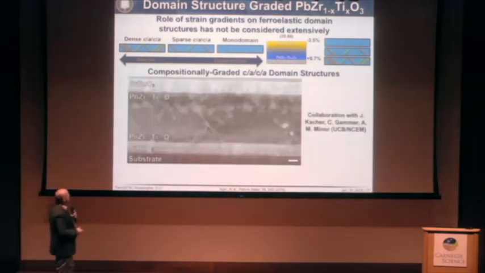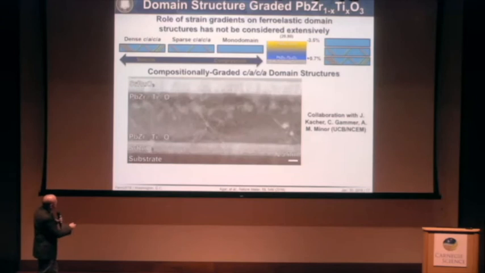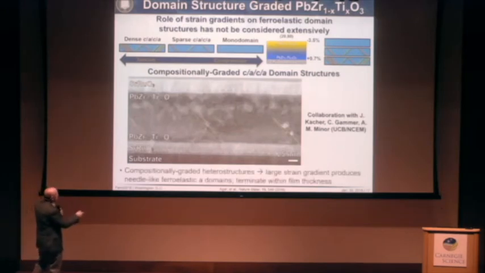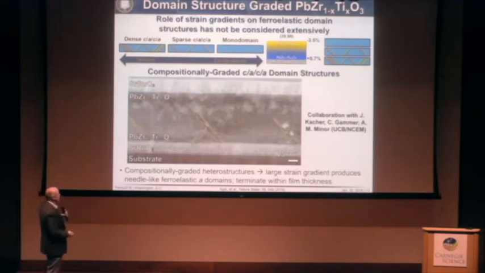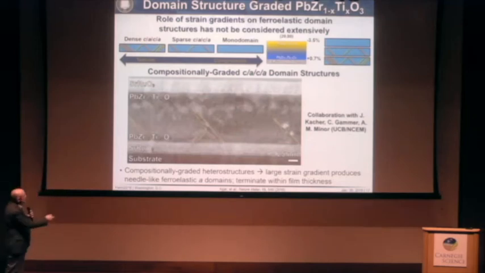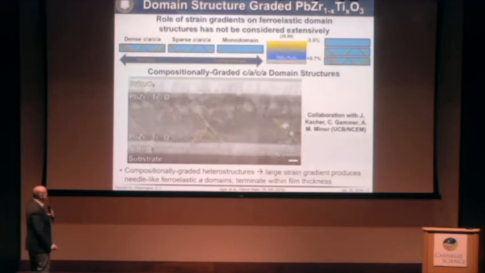So when we did cross-sectional TEM, you can just slightly see these domain structures showing up, these needle-like domains that truncate in the thickness of the film. And I'll highlight those so you can see them better. So in these compositionally graded heterostructures, in fact, the structure does change as you go through the thickness of the film. This large strain gradient is creating these needle-like domain structures that truncate in the film.